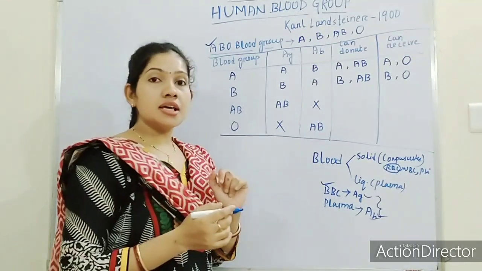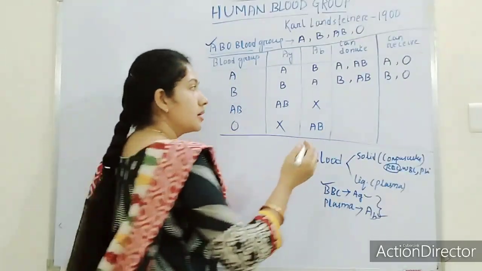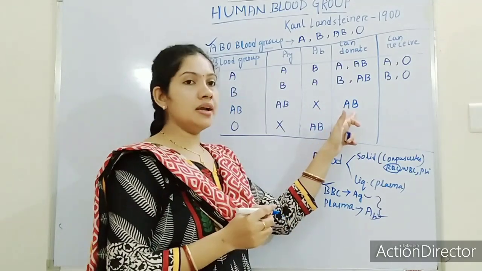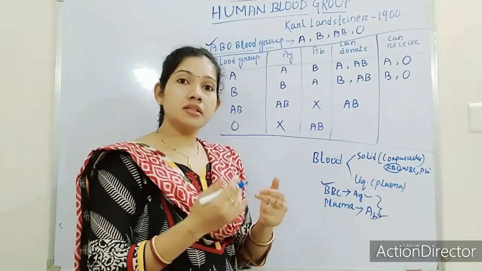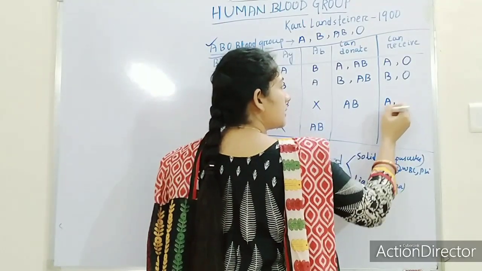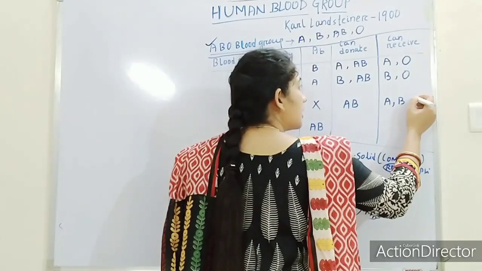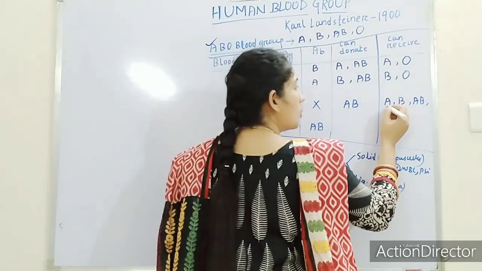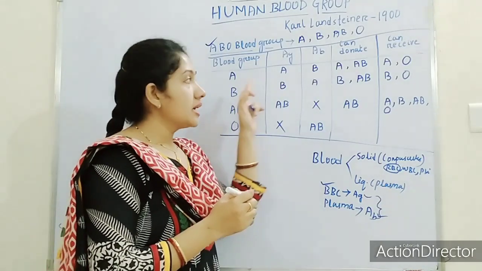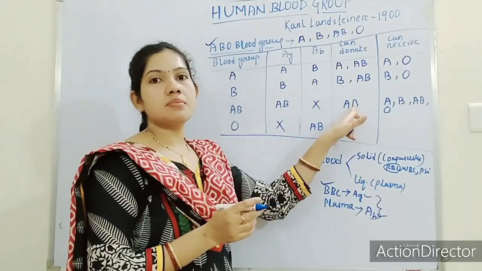Now let us talk about the next blood group individuals, that are AB. Persons having blood group AB can donate blood only to persons having blood group AB. And they can receive blood from persons having blood group A, B, AB, and O. Means AB individuals can receive blood from all the blood group types, but they can donate blood only to persons having blood group AB.